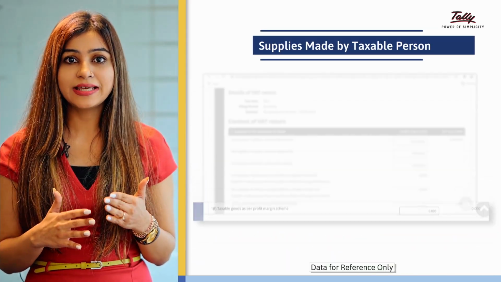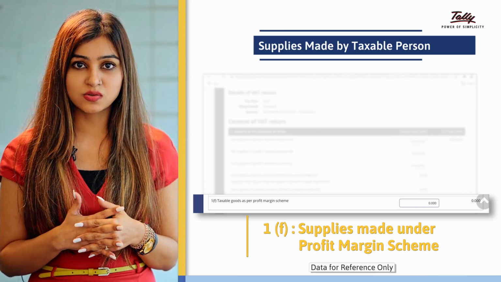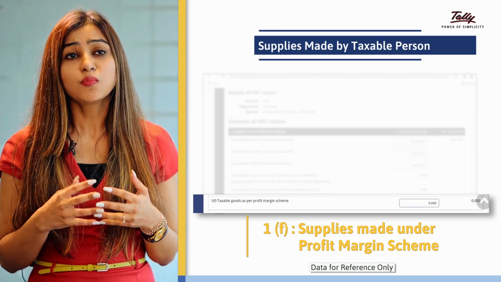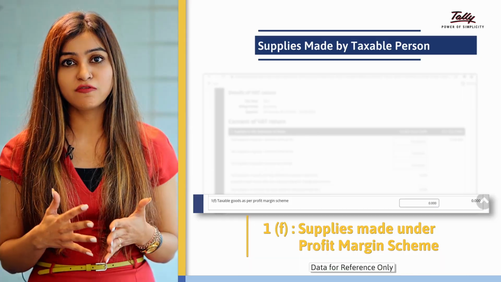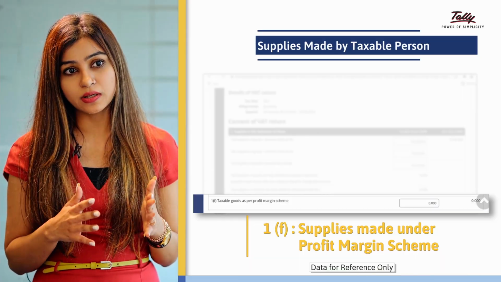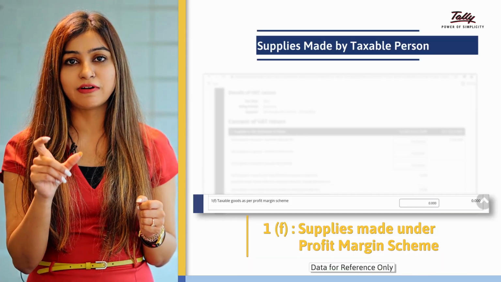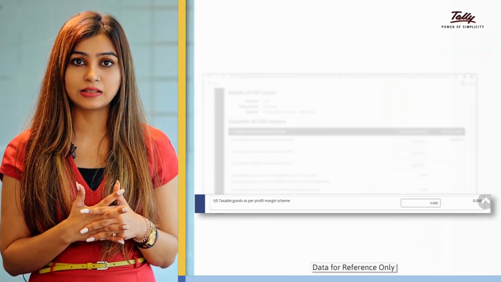So we come to the next, which is box 1F. It talks about the profit margin scheme. Whatever supplies you have made under the profit margin scheme, you report here. Again, you will report only the value and the VAT shall be auto-calculated.